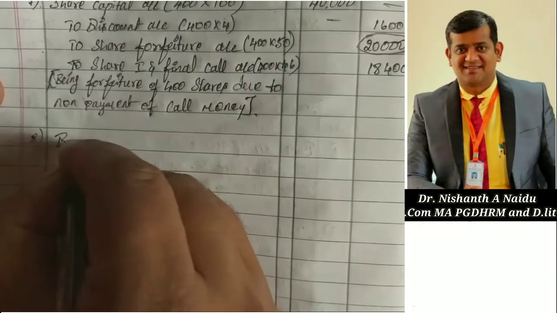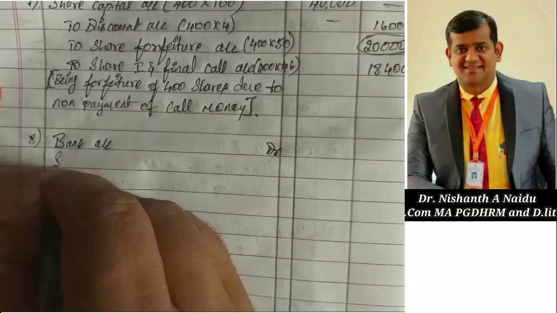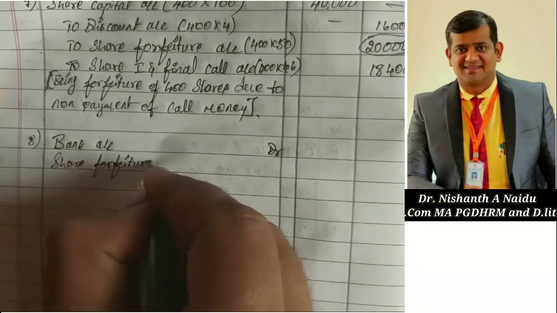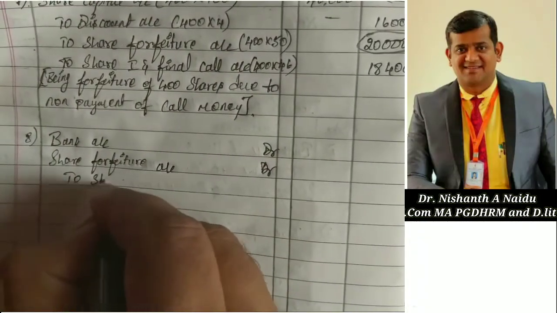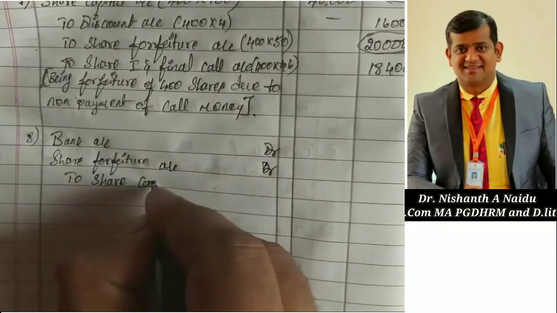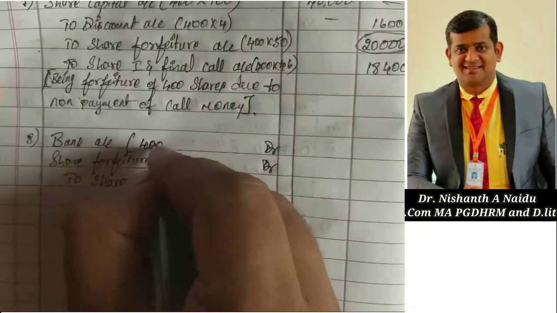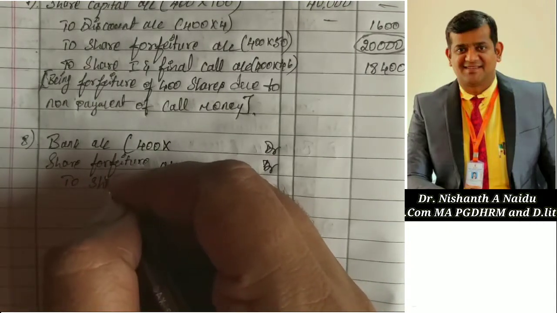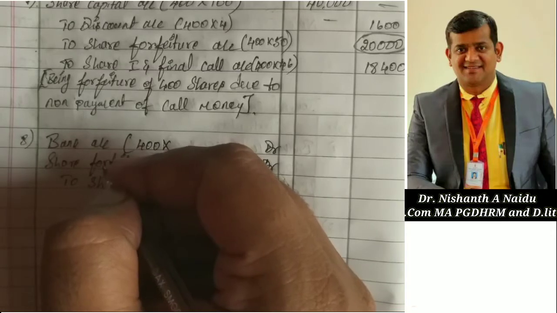Okay, so reissue always: bank account debtor, share forfeiture account debtor, to share capital account. So 400 shares. So what is the reissue rate? Those shares have been reissued as fully paid up for a payment of 80 per share.